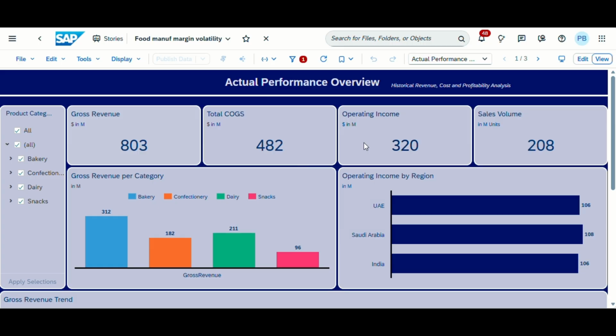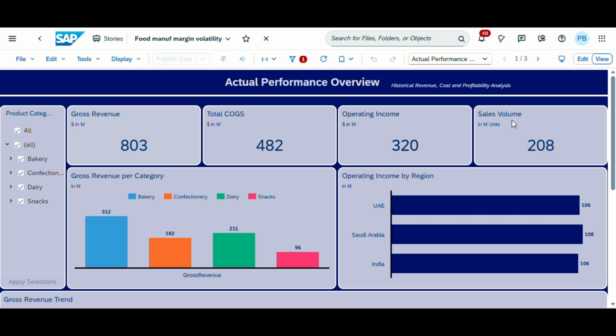Next is operating income. The operating income KPI measures the organization's profitability after operational expenses. With an operating income of $320 million, the business demonstrates its ability to convert revenue into healthy earnings while maintaining efficient operations.